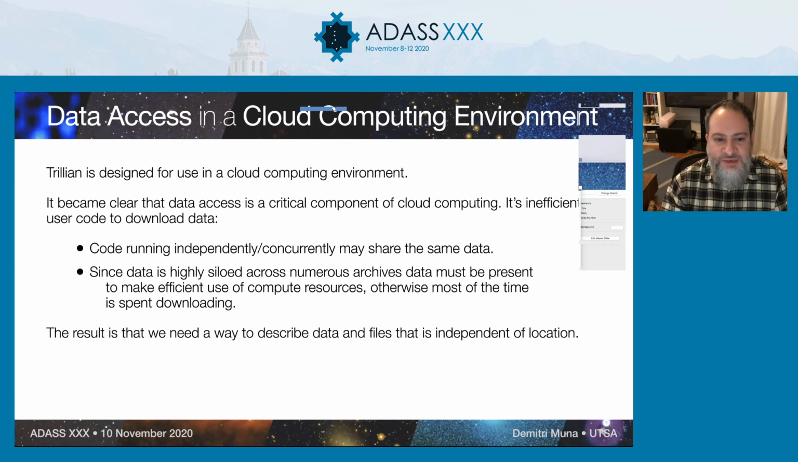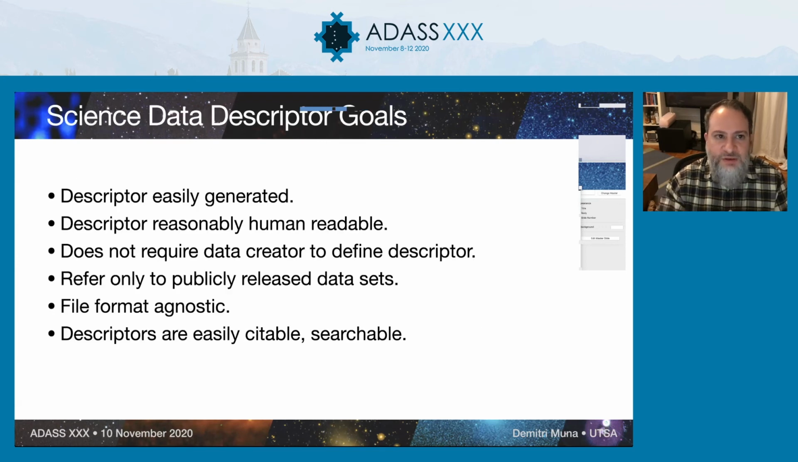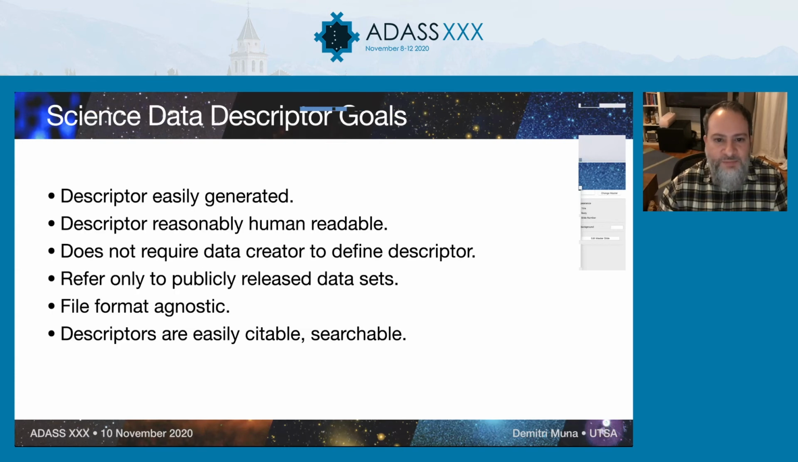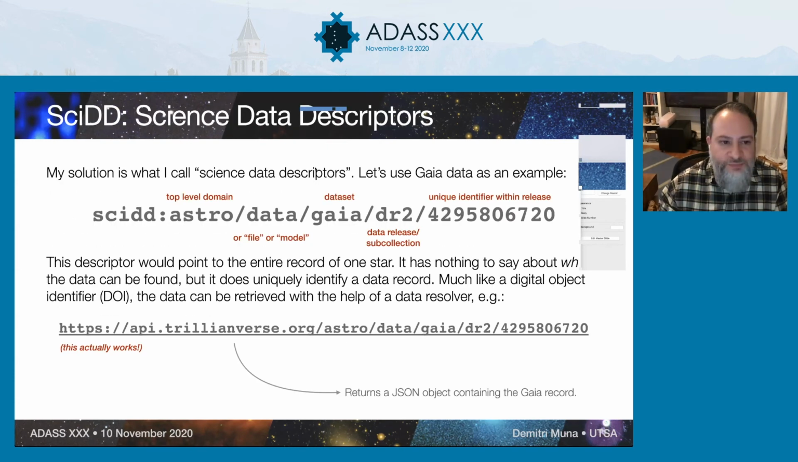So I came up with this scheme called Science Data Descriptors, or SciDD as I've shortened it. Just as an example, this is a descriptor for Gaia data. It has a SciDD prefix. Astro is like a top level domain. Then it's followed by data. It could also be file or model or other things that still could be defined. And then you specify a data set and then a data set sub-collection or a data set release. This is probably the influence of my days on SDSS. And then you specify a unique identifier within that release. So this points to, let's see, we'll just go to the demo here.